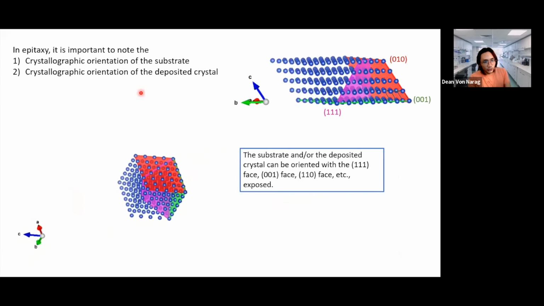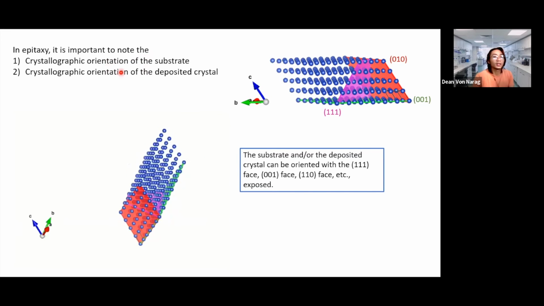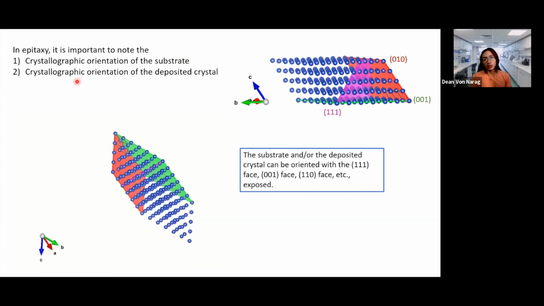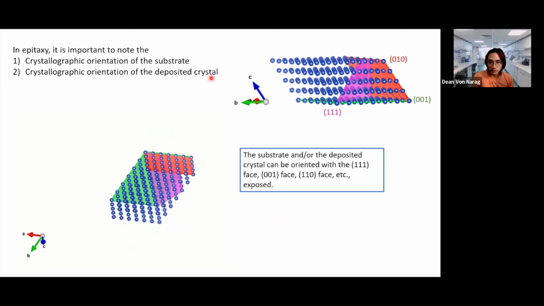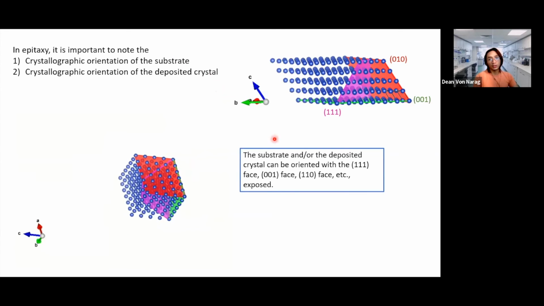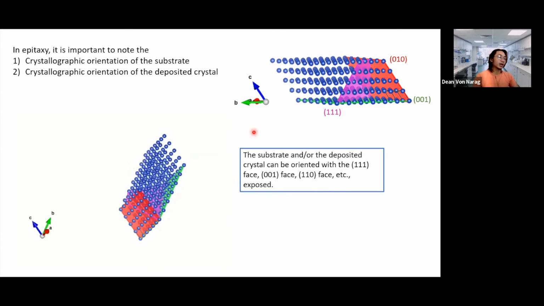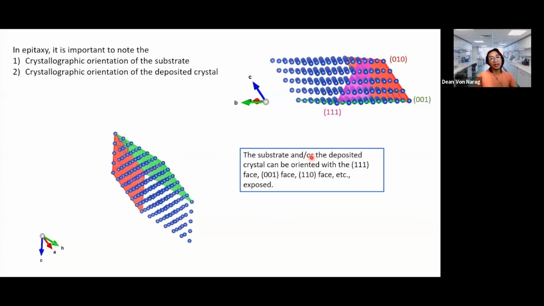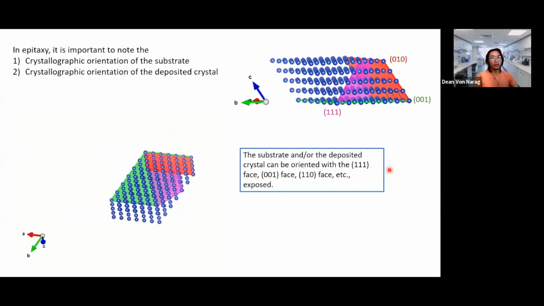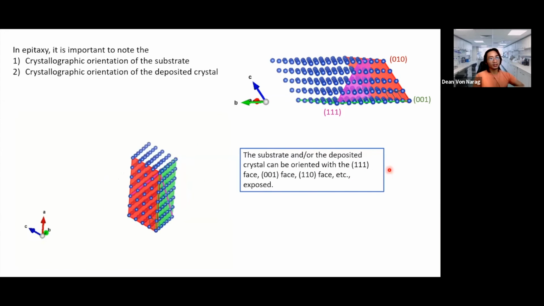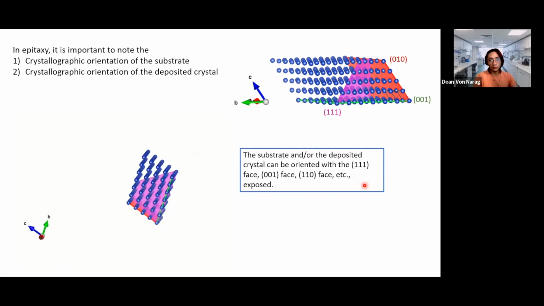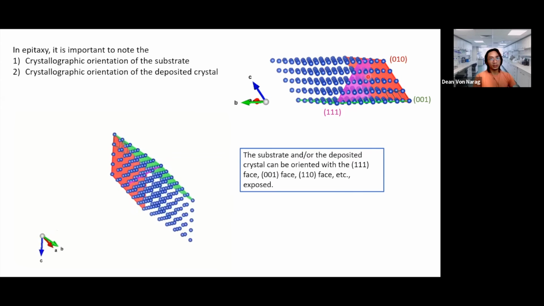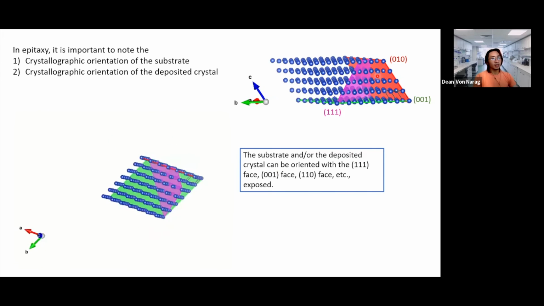Right? So in epitaxy, it is important to note the number 1, crystallographic orientation of the substrate. Number 2, the crystallographic orientation of the deposited crystal. So hopefully we are all familiar with the crystallographic orientations or crystallographic planes, crystallographic directions. So basically here, the substrate and or the deposited crystal can be oriented with the 111 phase, 001 phase, 110 phase, etc. exposed. So here are some of the given planes for this copper material.